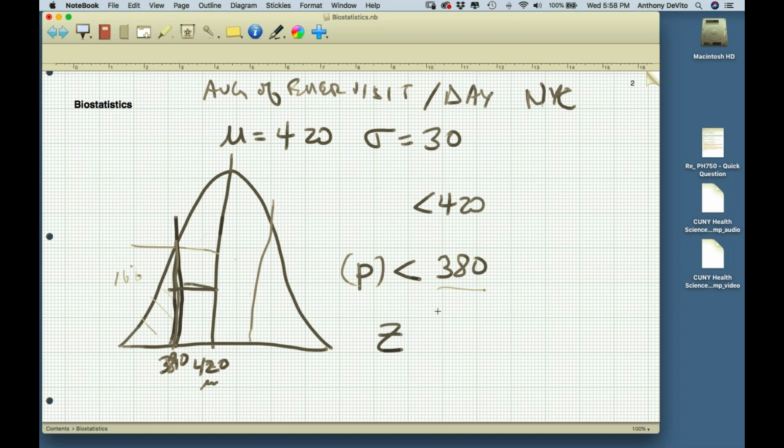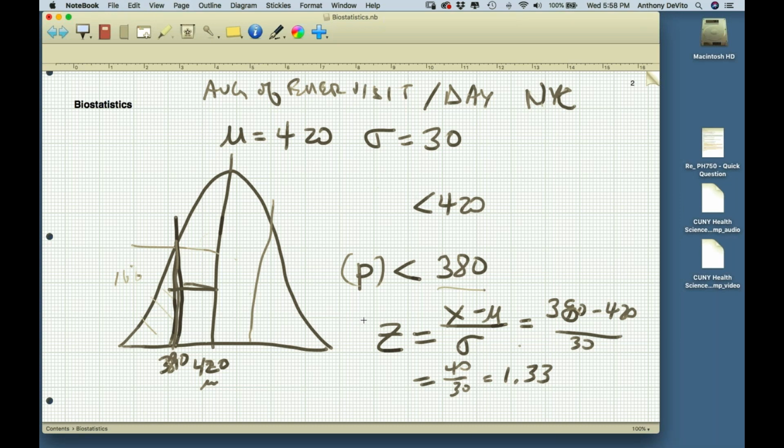Z, which I'm going to use as the term for number of standard deviations, is equal to X minus mu over the standard deviation. If I looked at it for 390, it would have been 390 minus 420, which is 30, over 30, equal to 1, right? So this time, though, it's going to be 380 minus 420 over 30. So that's equal to 40 over 30, which is 1.33 standard deviations below the mean.